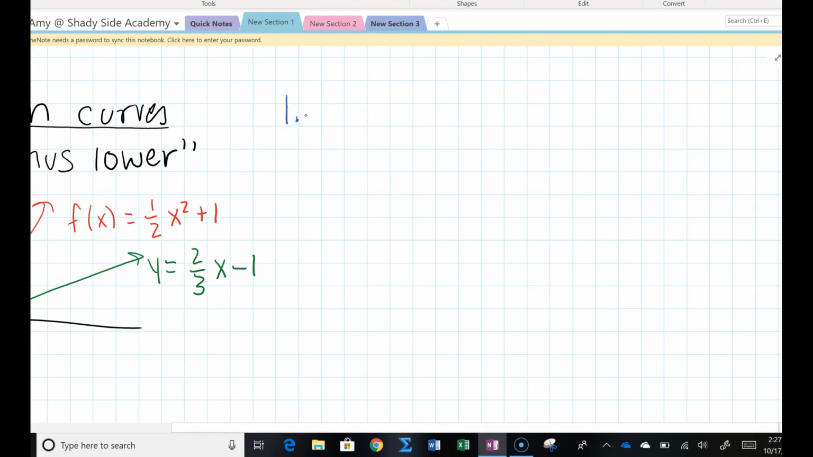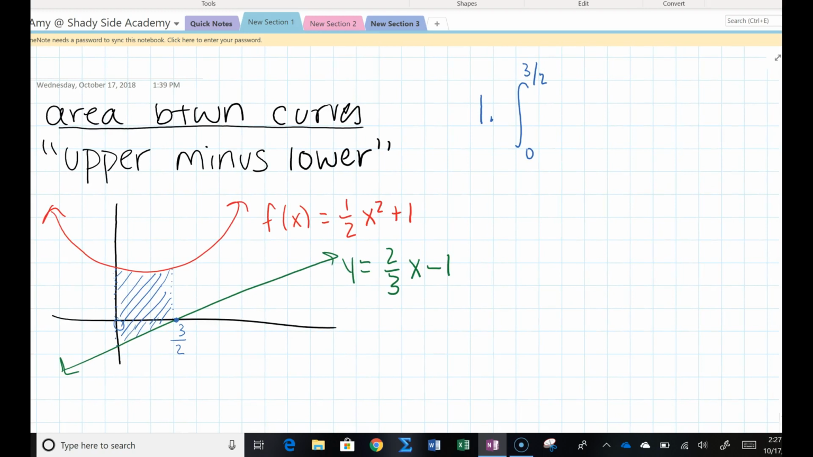I just realized something for clarity, so we're being succinct. See how I called this y equals 2/3 x minus 1? Let's just call this g of x, so we are able to distinguish the two. So that's the picture from which we do much of our work today.